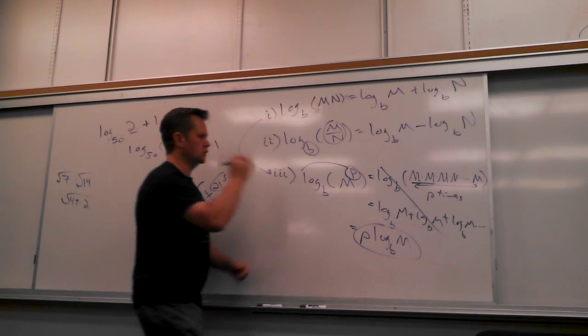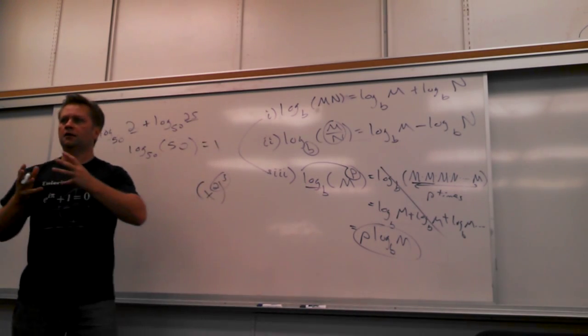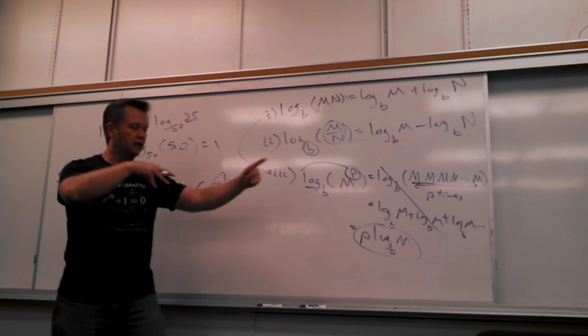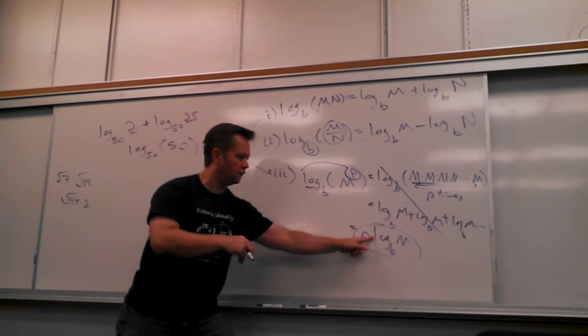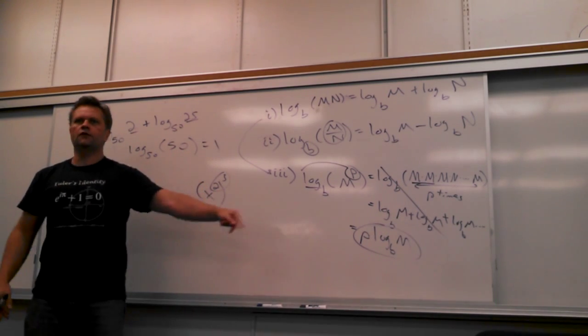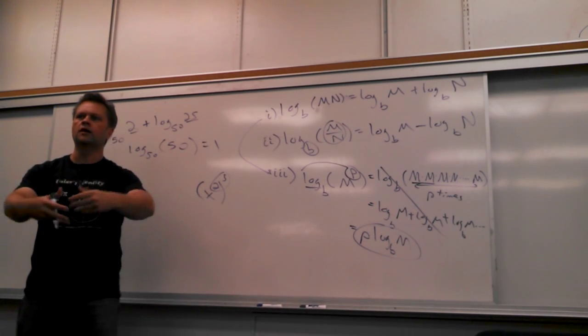Multiply the powers. So what's the log? It is a power. And what's the p? It is a power on the thing. So what do you do with the log and the p? You multiply them like we always do. So that's another property of powers. If you know your property of powers, you know your property of logs. End of story.